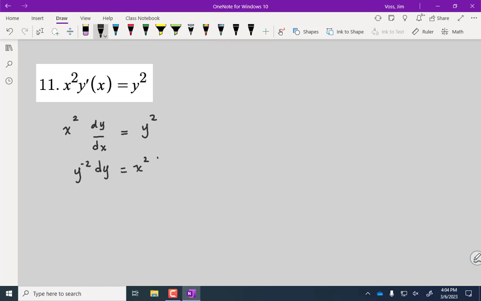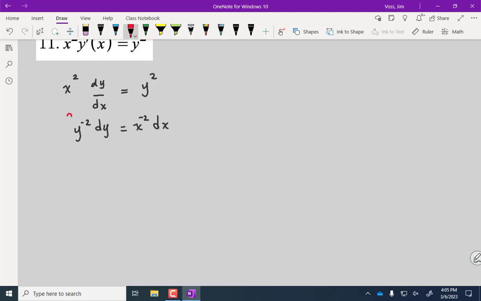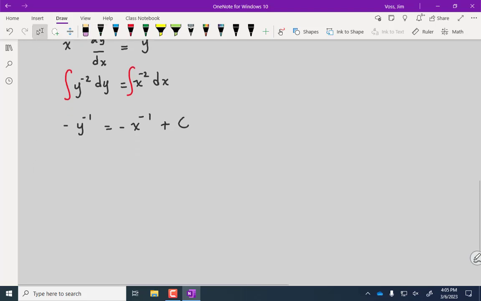The x squared is moving over, so it becomes x to the minus 2. The dx is being multiplied over, so now it's separated. And this is where we integrate both sides. We add 1 to the exponent and divide by the new exponent in both cases. This is the constant. Now we would like to have an explicit solution.